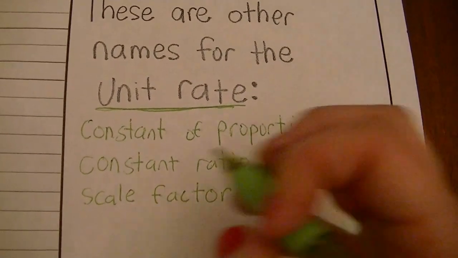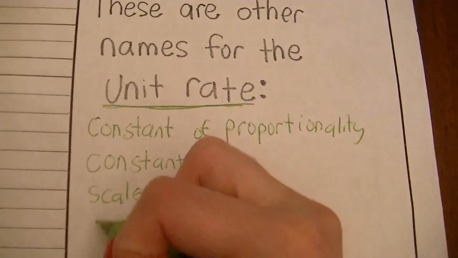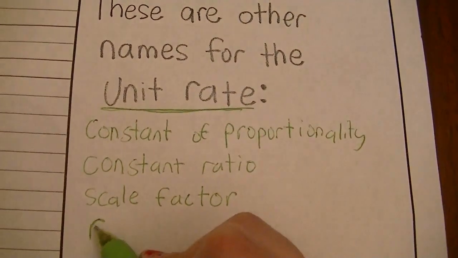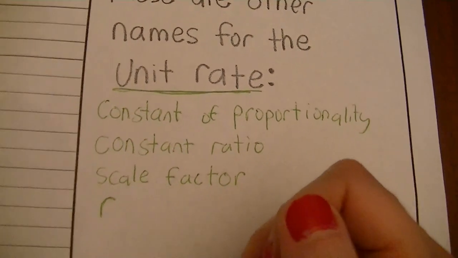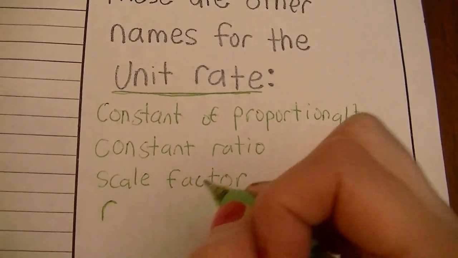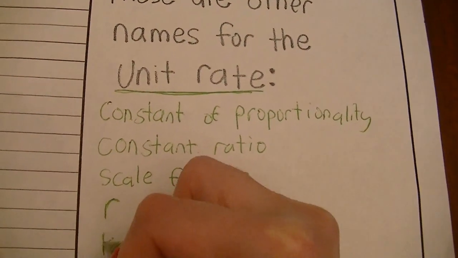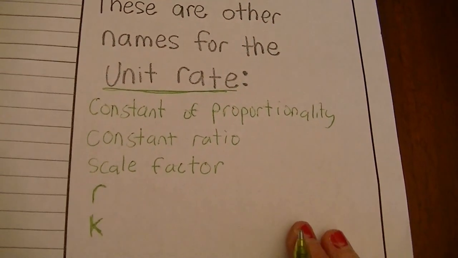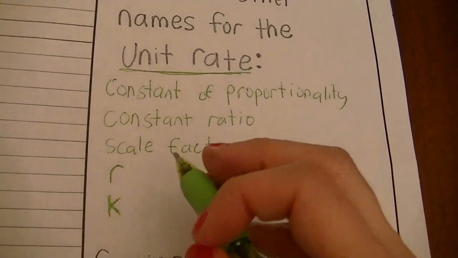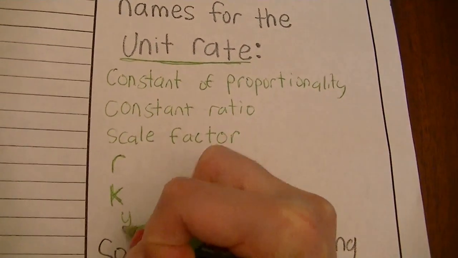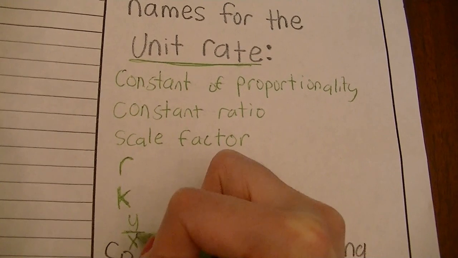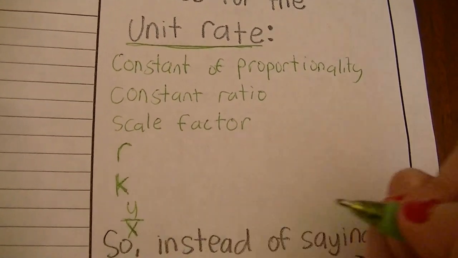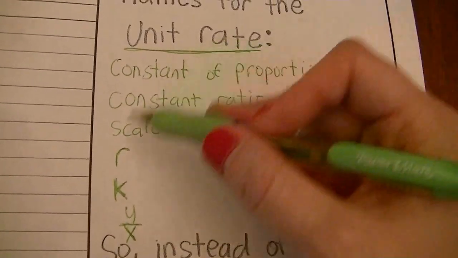Your math assessments might say find the unit rate, and they use the letter R right after it. So sometimes they'll use that. Your math book sometimes will say find the unit rate K. I don't know how they came up with K, but that could mean unit rate in your math book. Okay, and another thing that means unit rate is Y divided by X. Okay, your dependent variable divided by your independent variable. All right, so all those mean unit rate.